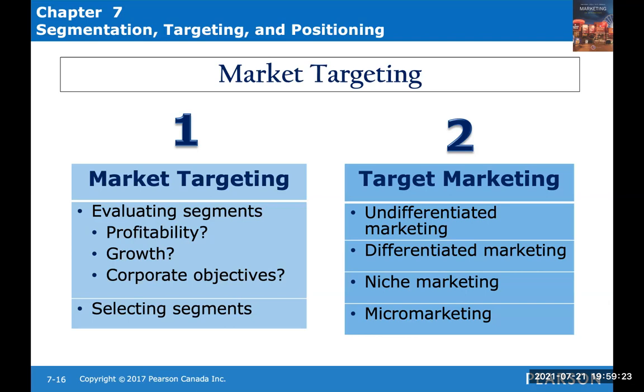You don't go after any other segment, but just one segment. All right. And as I said before, just think about it. You segment first. In other words, you divide up the marketplace first, and then you start targeting them. You say, okay, how am I going to go after them? Am I going to use undifferentiated marketing? Am I going to use differentiated marketing? Am I going to use niche marketing? Am I going to use micro marketing or micro targeting, if you want to phrase it that way?